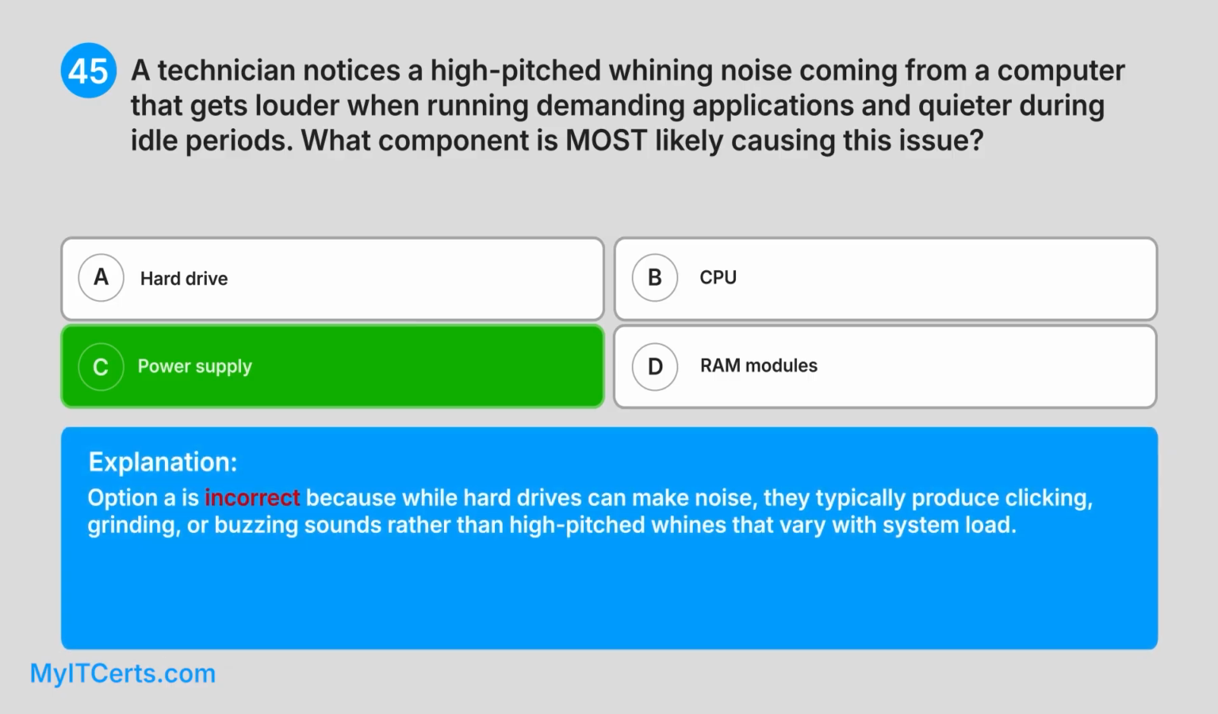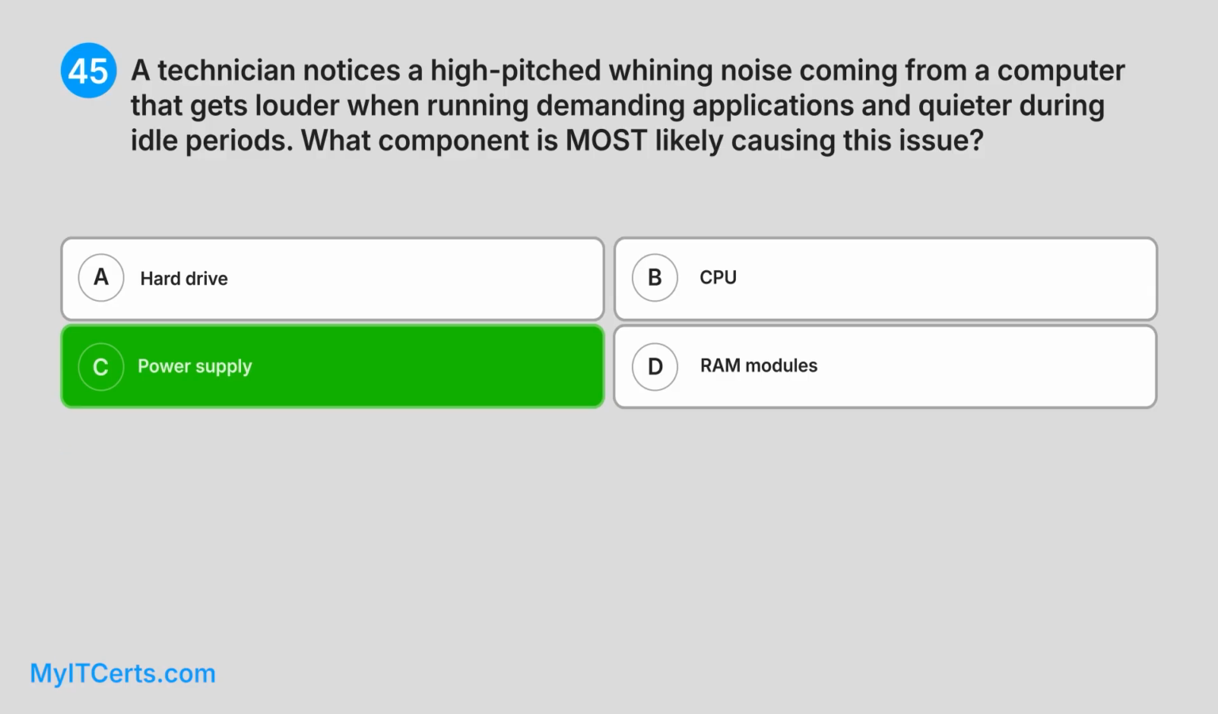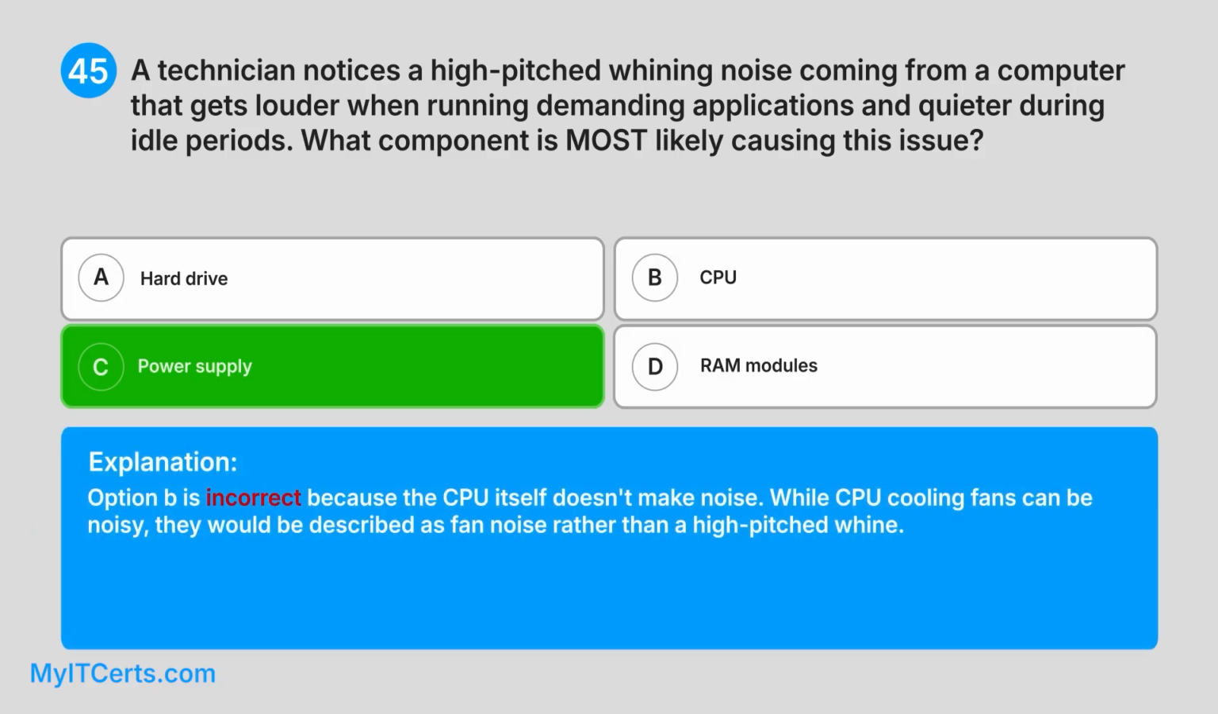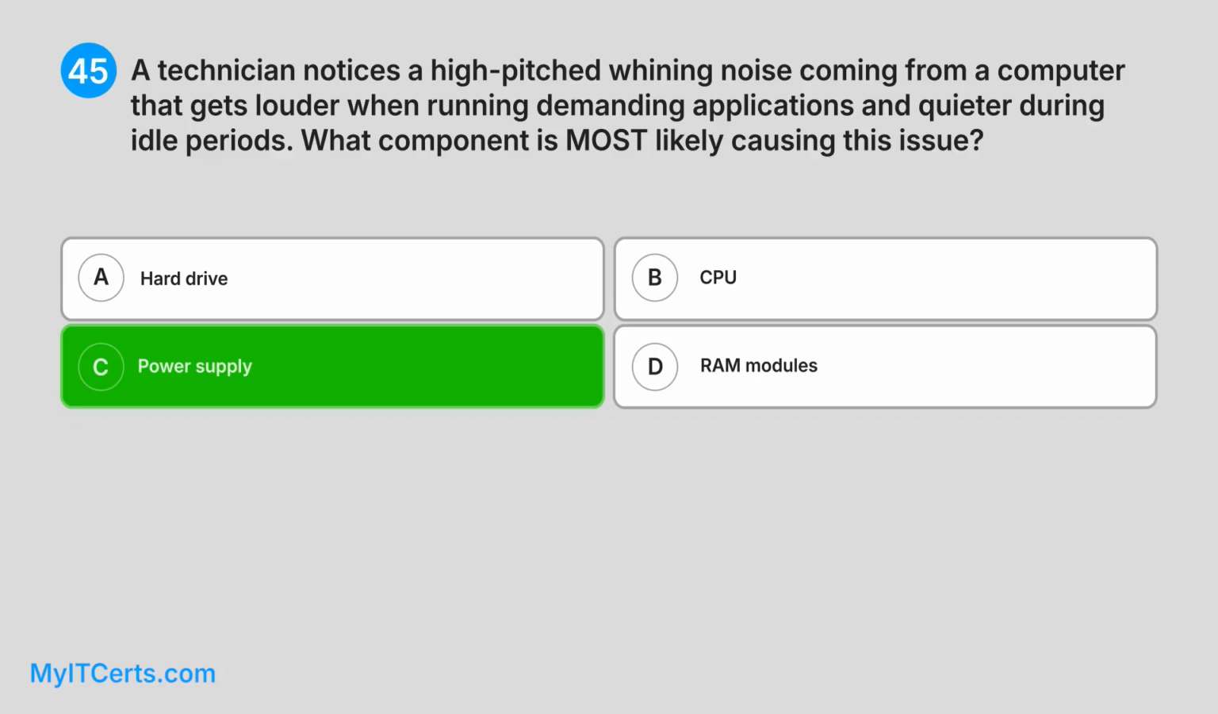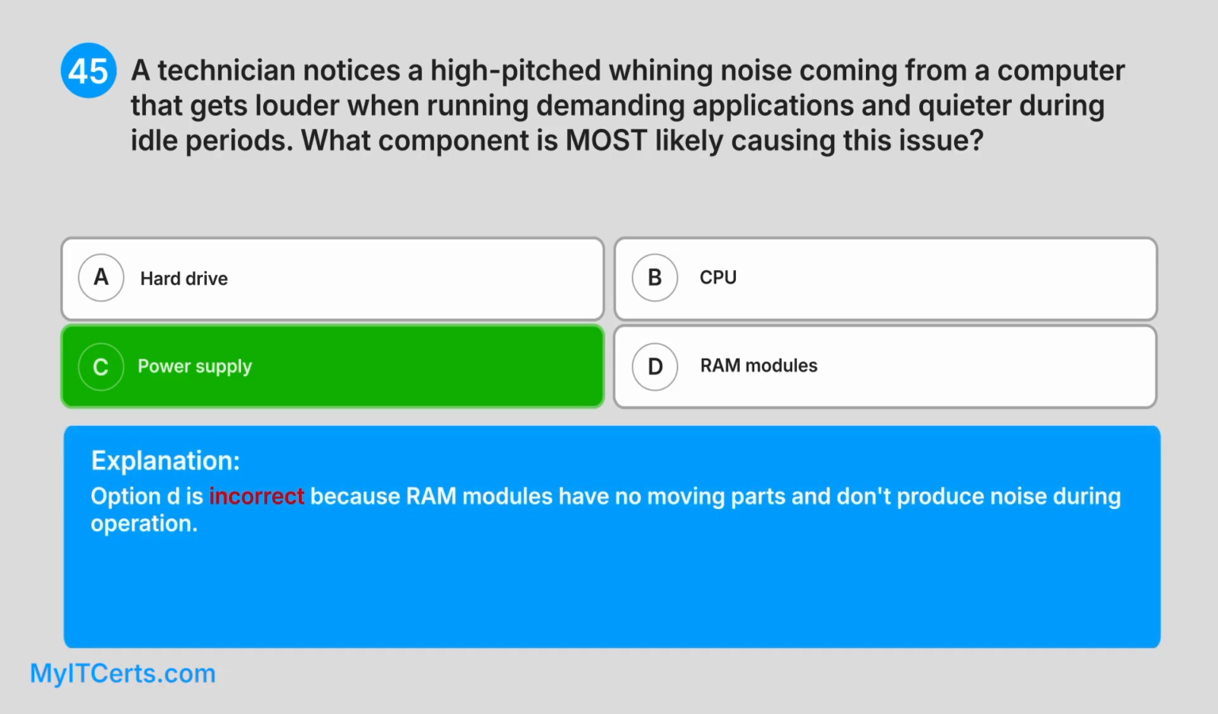Option A is incorrect because while hard drives can make noise, they typically produce clicking, grinding, or buzzing sounds rather than high-pitched whines that vary with system load. Option B is incorrect because the CPU itself doesn't make noise. While CPU cooling fans can be noisy, they would be described as fan noise rather than a high-pitched whine. Option D is incorrect because RAM modules have no moving parts and don't produce noise during operation.